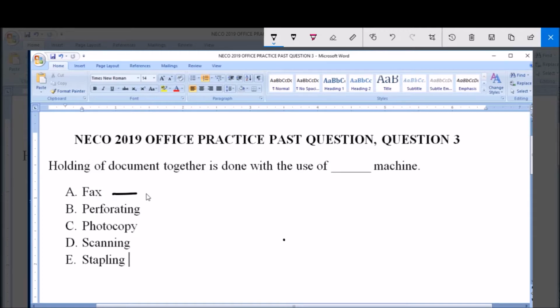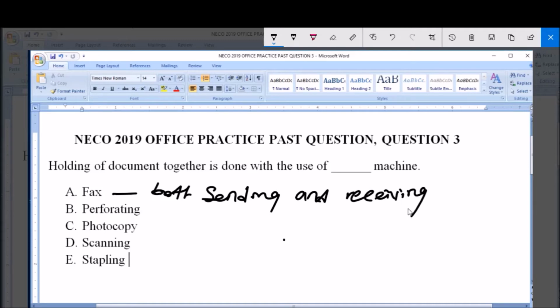Now A says fax machine. Fax machine is a machine simply used for both sending and receiving of documents. So a fax machine is designed for both sending and receiving what? Documents.